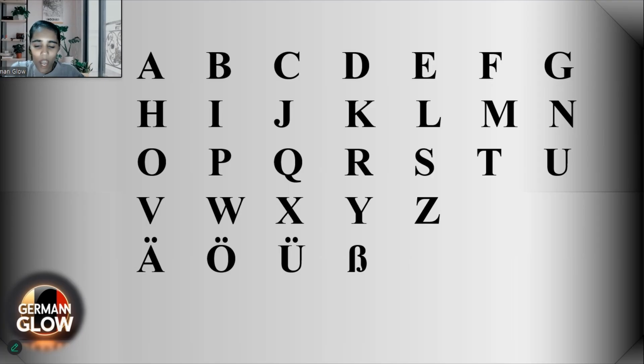Eszett, called Eszett or sharp S. The letter Eszett never comes at the beginning of a word. You will often see it in words like Straße, meaning street, or groß, meaning big.